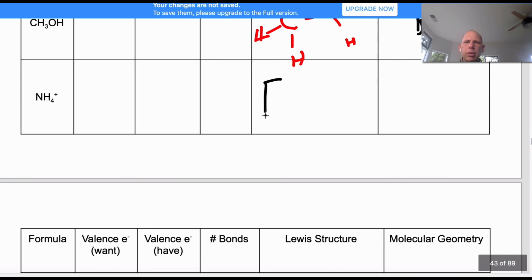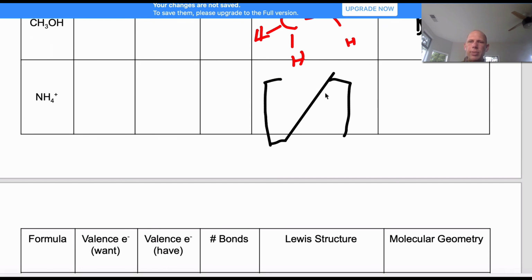NH4. You guys don't care if I stay in black right here, do you? Oops. My pen is being really silly. So you know what? I'm just going to erase this. Whatever.